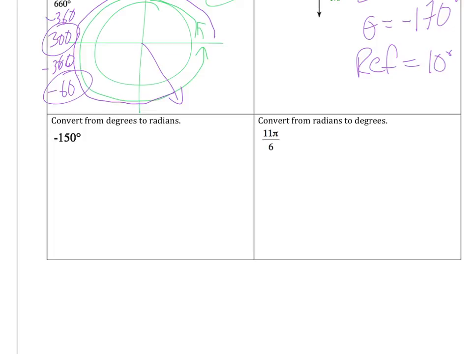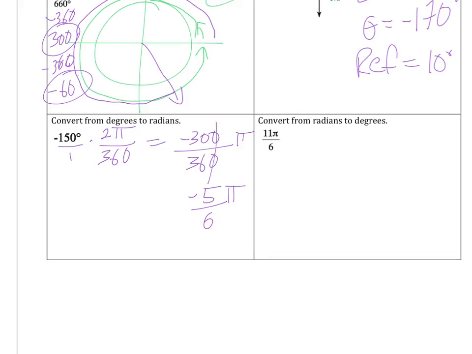Convert from degrees to radians. I tend to think about this in terms of, I know in a circle there's 2 pi, and in a circle there's 360. So if I make this into some kind of a fraction, I can reduce it, and that'll give me the radians. Negative 150 times 2 is going to be negative 300 over 360 times pi. Tens can cancel out. Negative 30 over 36 is going to end up being negative 5/6, and then there's a pi.